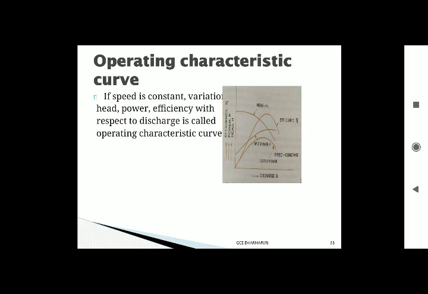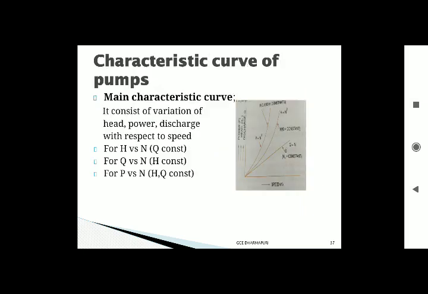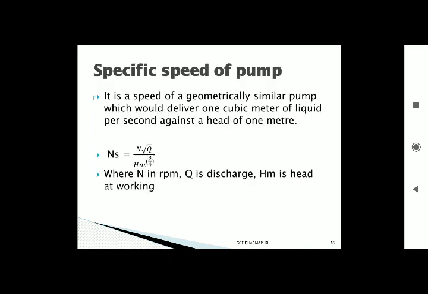We determine efficiency versus discharge curve, power versus discharge curve, and head versus discharge curve. Then main characteristic curves we will not generally plot in the laboratory. Here we vary power, head and discharge with respect to speed. But for laboratory purposes we will use operating characteristic curves only. Then we discussed specific speed, which is unique for a particular pump: Ns is equal to N times root Q divided by Hm power 3/4.